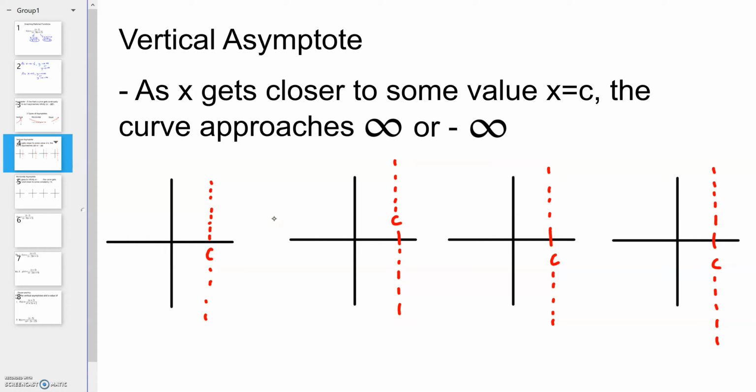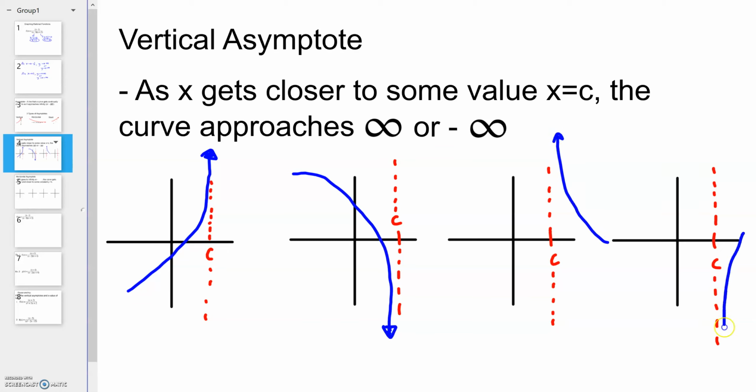So this can happen in 4 different ways, just in terms of the direction. I could be coming from the left, and the graph gets closer and closer to x equals c, and the y gets closer to infinity. Or I could come from the left, and it goes down to negative infinity as I get closer. You can also come from the right, and the y would approach infinity, or come from the right and approach negative infinity. And sometimes a function has 2 of these things happen at the same time. It may approach the asymptote from the left and from the right at the same time.